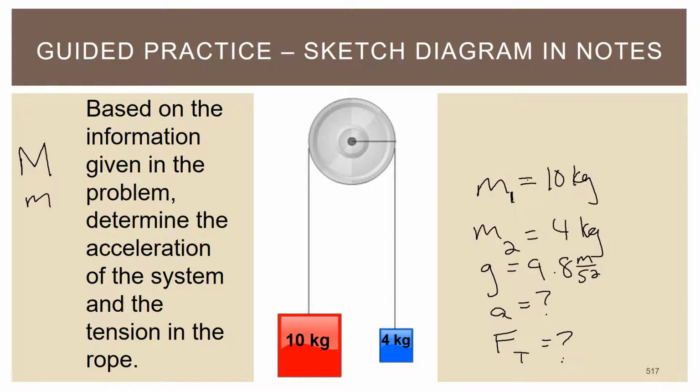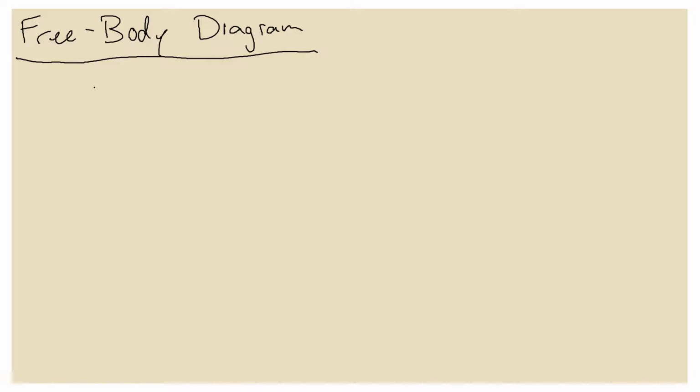Okay, so the first thing you've got to do for these problems is draw the free body diagrams. And you have to draw a free body diagram which is separate for each object. And so let's just go ahead and do the first diagram for the first object, which we labeled M1, which is 10 kilograms.